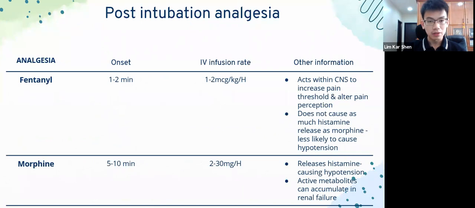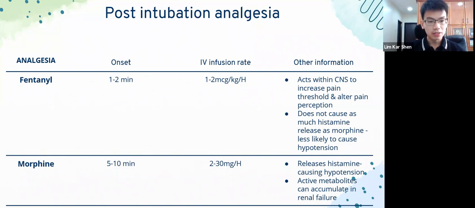Next is regarding inadequate analgesia and also sedation. There are four main types of analgesia and sedation that we use in our ED. It's fentanyl, morphine, midazolam, and propofol.